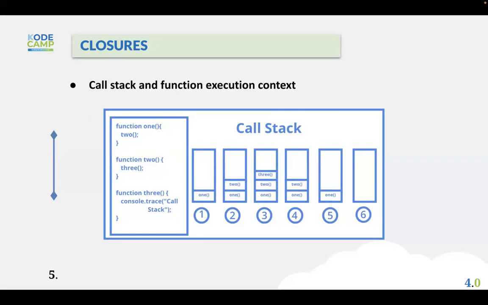Then function 2 will be popped from the stack. Popped, I mean removed from the stack. And then control will be returned to function 1. And then when function 1 is done executing, control will pass back to the global context and function 1 will be popped from the stack. Popped, I mean removed. We know we have this array method, array pop. You know what that means, so I don't have to explain. So this is how the call stack actually works.